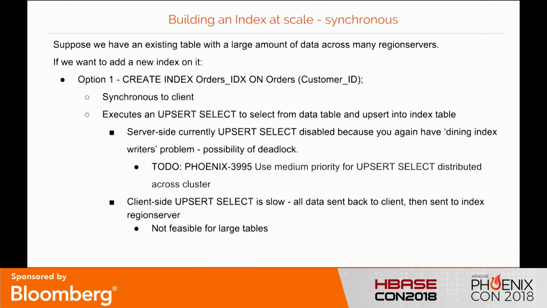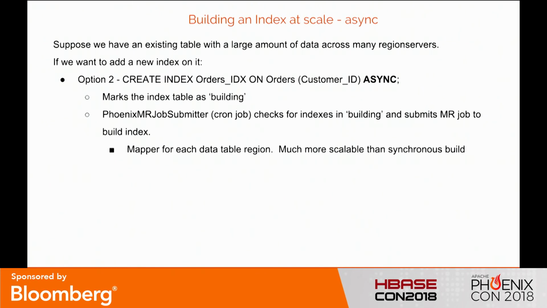This is supposed to be a server-side thing, but because there's a bug here where our priorities are not right and we have that sort of deadlock scenario that I mentioned earlier, we've actually disabled server-side upsert select for this. And so it's client-side, and that's pretty bad because basically what that means is your region servers have to send all the rows back to your client, and the client has to process them and do the index mutations, which is not feasible for big tables, right? So that's why Phoenix has this build async.